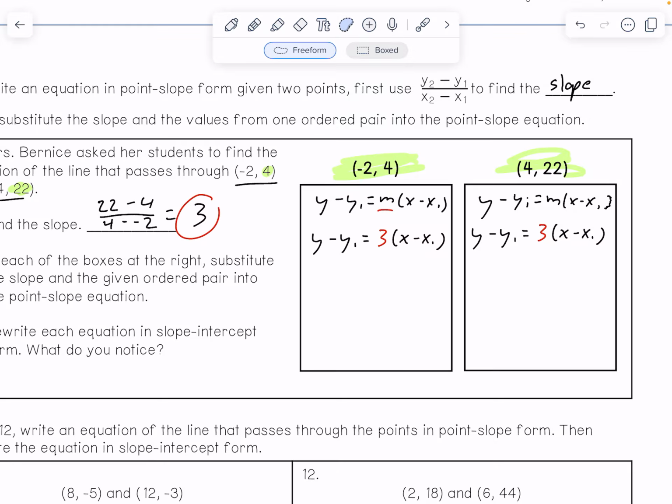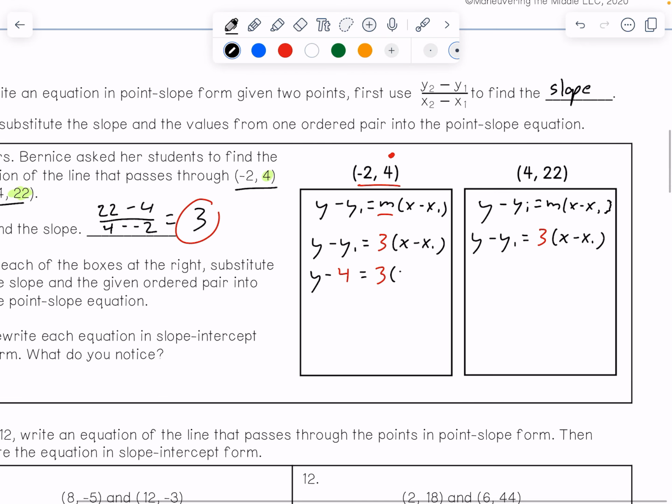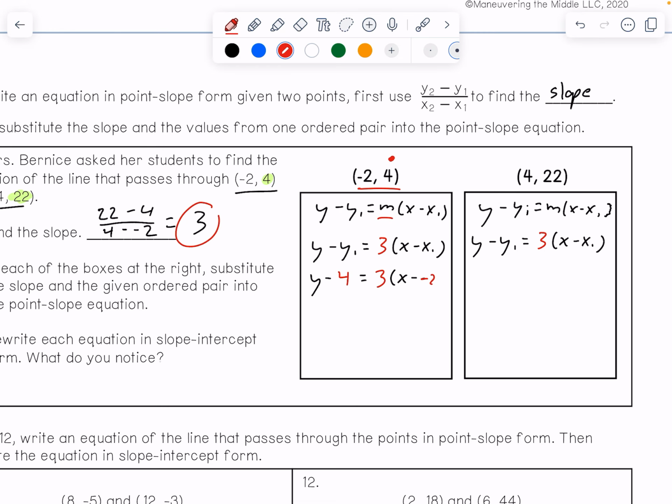Okay, continuing on. Now what you're going to do is take your x and y values and plug them in. So I'm giving you 2 different sets. Here's one, and let's plug those in. My y value, my 4, is going to go first. That first y stays the same. I always start with a minus, but I'm going to change the y1 to be a 4. We are still equals 3, but then x minus, again, keep the colors consistent, minus -2.